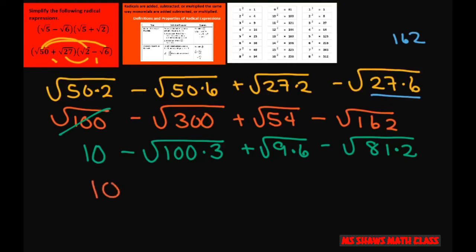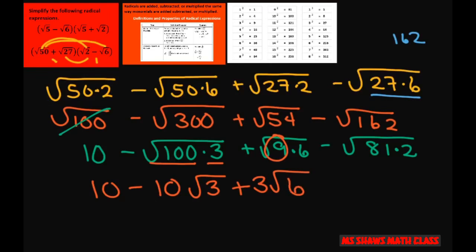So we have 10 minus, now the square root of 100 is 10, so you can pull that out, and you have to leave the square root of 3 inside the radical. Plus, we can take the square root of 9, that's 3, but we have to leave 6 inside. Square root of 81 is 9, you can pull that out, but you have to leave 2 inside the square root radical sign. And that would be your final answer.